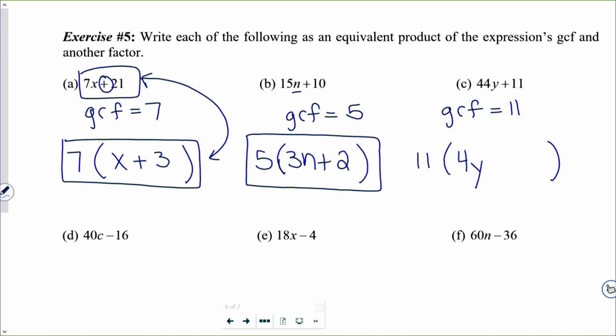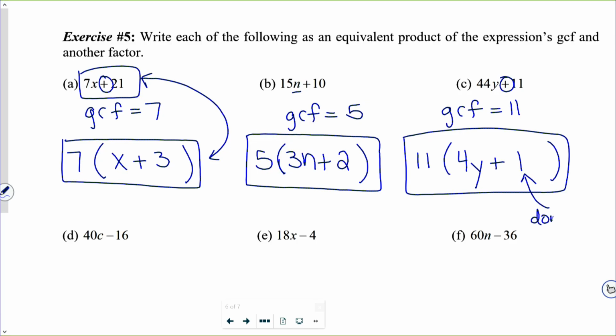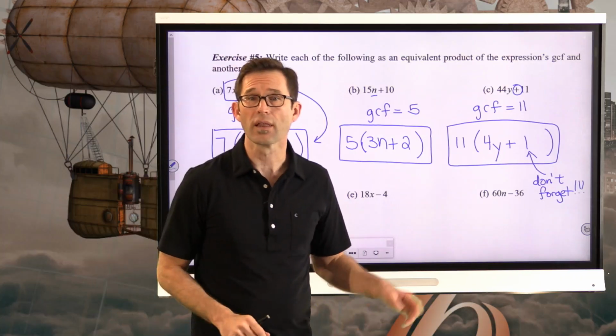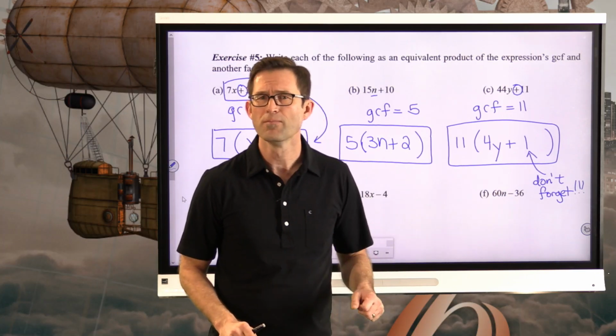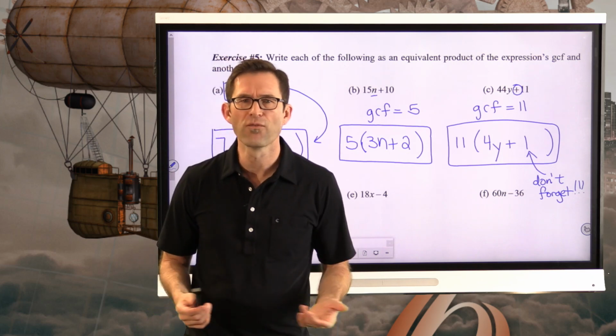The y kind of comes along for the ride. Plus, now I think, what do I have to multiply 11 by to get 11? And that's the number 1. A lot of students will somehow forget this, right? They'll think to themselves, well, I factored the 11 out, so it's not there anymore. And then they'll get something silly like 11 times 4y. There won't be any plus 1. But 11 times 4y would be 44y.